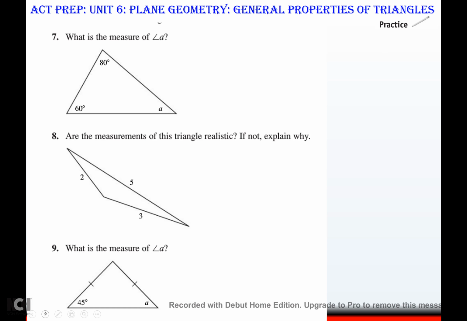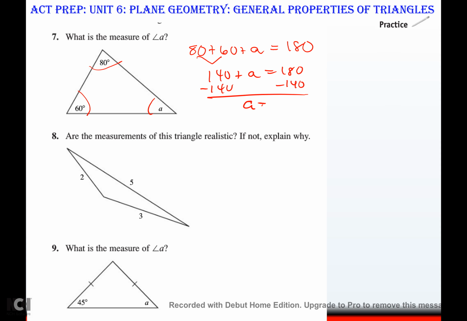Okay, 7, what is the measure of angle A? Well, the 3 angles of a triangle have to add up to 180. So 80 plus 60 plus A has to equal 180 degrees. That's 140. Subtract that off, and you get A equals 40 degrees.